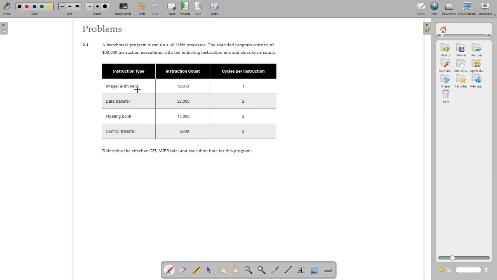So we want to figure out how many clock cycles it takes for the average instruction. So we want to determine the effective CPI, MIPS, and execution time for this program. We can't really do execution time without having the actual program. I think that was a weird part of the book where they didn't actually mention what the program was. So let's just ignore that. So let's do the CPI and the MIPS. Does anybody have any suggestions on how we can figure out the cycles per instruction for this one?